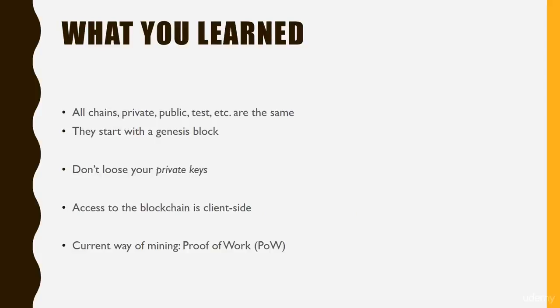Here's what you learned. All the chains, private, public, test chains, and so on, they are technically all the same. They all start with a Genesis block. Also, don't lose your private keys. Put them in a safe place and eventually even put a strong password on top of them. Access to the blockchain is on the client side. That means when you write the dApps, you can assume that the blockchain is accessible through localhost. And the current way of mining is proof of work.